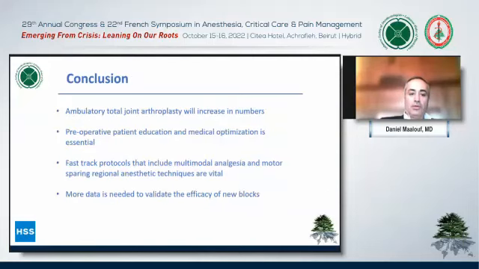So in conclusion, ambulatory joint replacement is here to stay. The numbers are going to increase, and it's driven by many factors. A major part of the success of this program has to be optimizing patients pre-op: education, patient selection. Not every patient is a candidate for ambulatory joint replacement. And then as part of the fast track protocols, multimodal analgesia is an integral part of these protocols. And then we need to fine tune the way we do our regional anesthetics to achieve good analgesia and minimize the motor blockade.